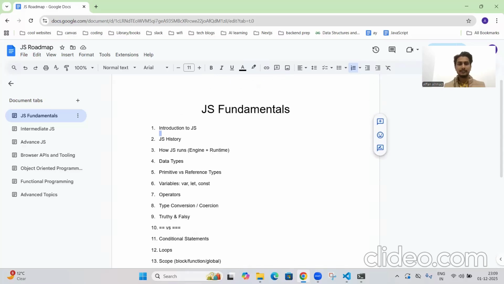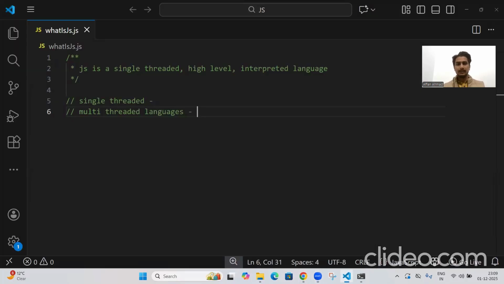And so this was the roadmap which I had already shared. So today we are going to cover these two topics: introduction to JavaScript and JavaScript history. So let's get started with JavaScript and its definition. JavaScript is a single-threaded high-level interpreted language. Okay, so we have single-threaded languages and then we have multi-threaded languages.